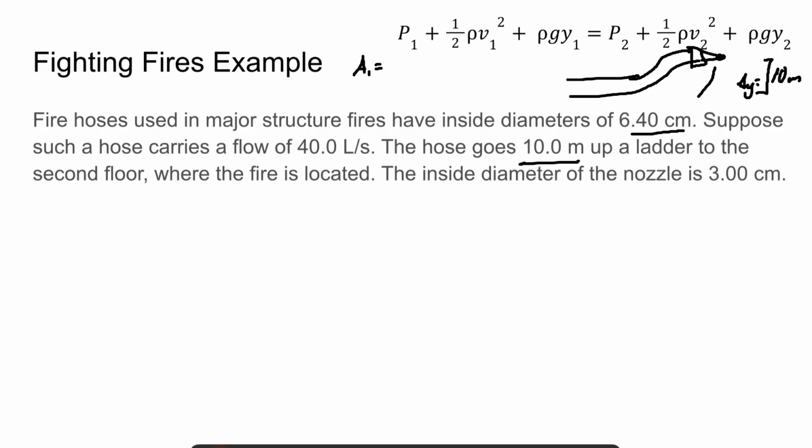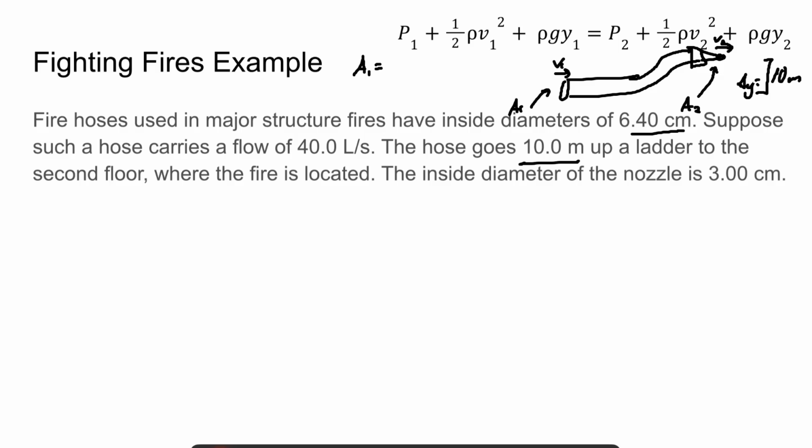And then we've got an area of the nozzle and an area of the hose itself, A1. Obviously we're going to have some velocity at the opening inside the hose, and then some velocity at the outside at the nozzle. That velocity we can determine with our volume flow rate, and we will do that in just one second. But let's first find our areas.